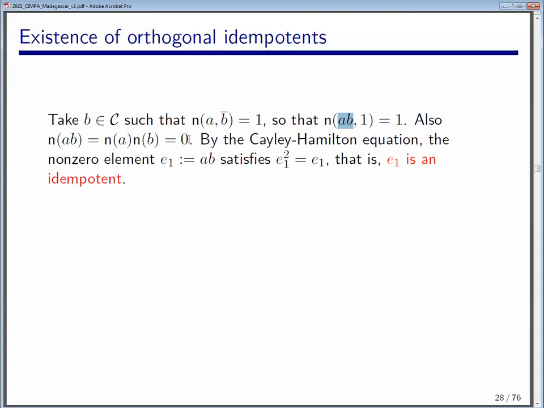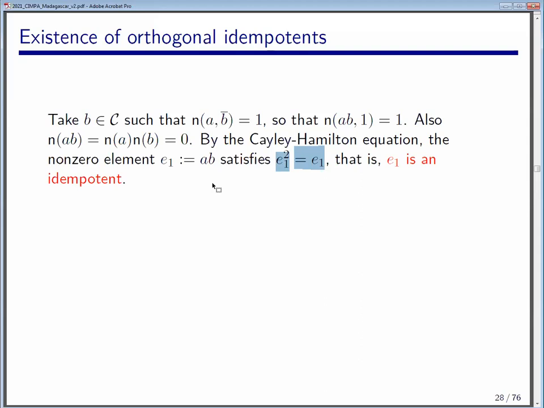Now, we have the Cayley-Hamilton equation that tells us that the square of any element equals the trace times this element minus the norm multiplied by 1. But the norm of this element, AB, is 0, and the trace is 1. So the Cayley-Hamilton equation tells us that this is an idempotent. Okay.